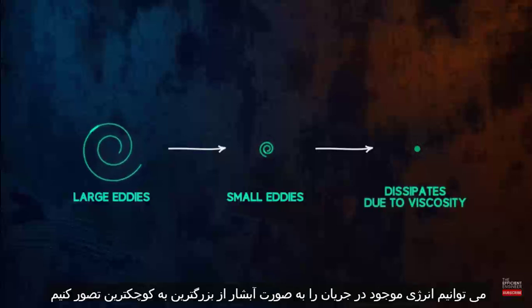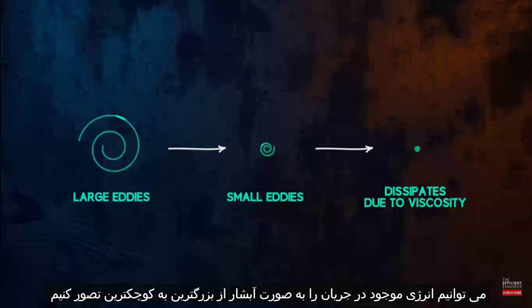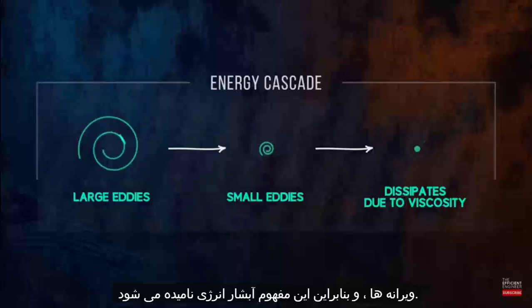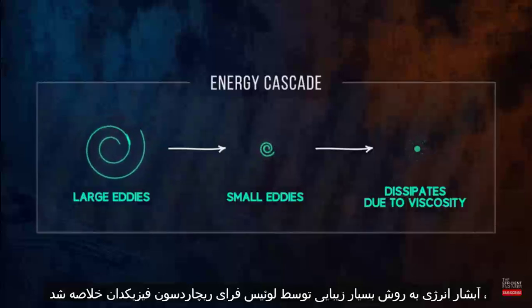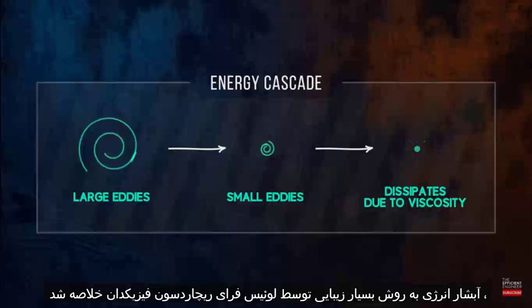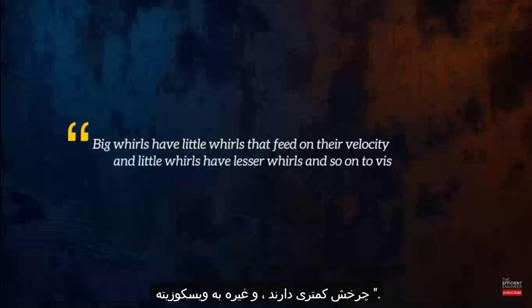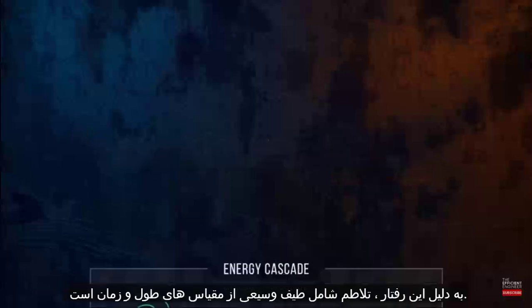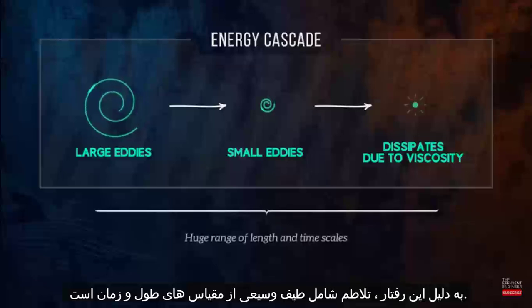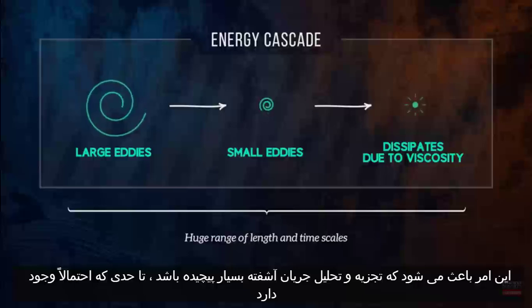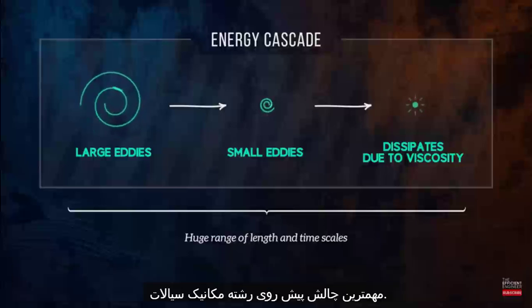We can think of the energy in the flow as cascading from the largest to the smallest eddies, and so this concept is called the energy cascade. The energy cascade was summarized in a very elegant way by the physicist Lewis Fry Richardson, who wrote that big whirls have little whirls that feed on their velocity, and little whirls have lesser whirls, and so on to viscosity. Because of this behavior, turbulence involves a huge range of length and time scales. This makes analysis of turbulent flow very complex, to the point that it is probably the most significant challenge facing the field of fluid mechanics.